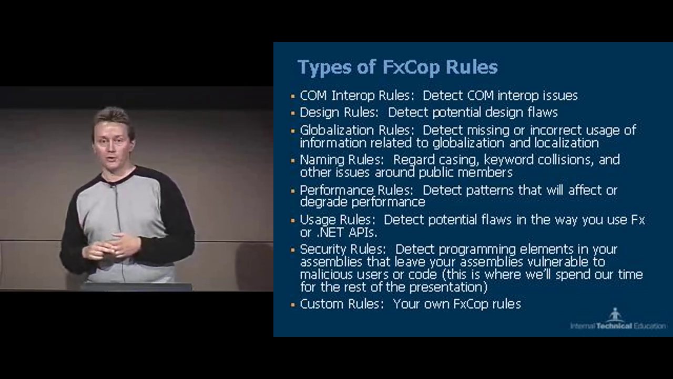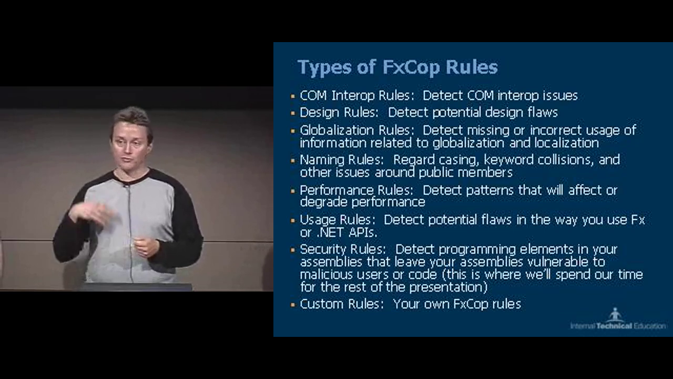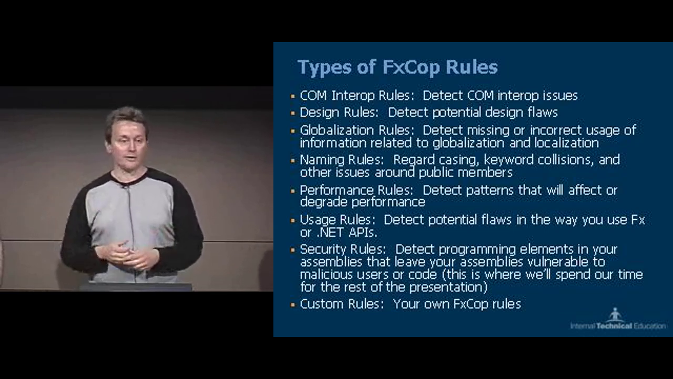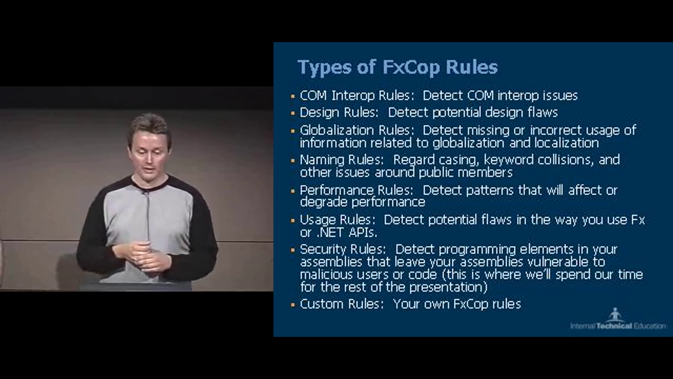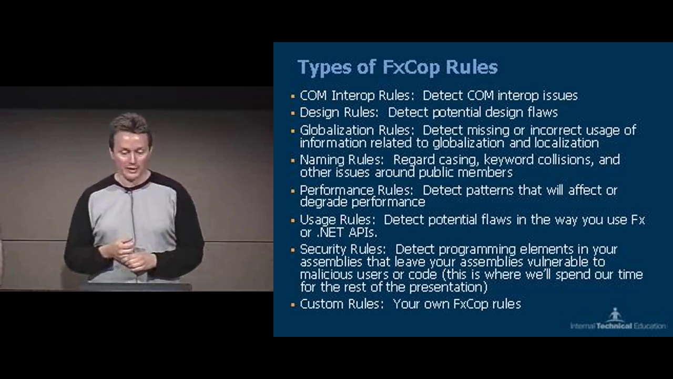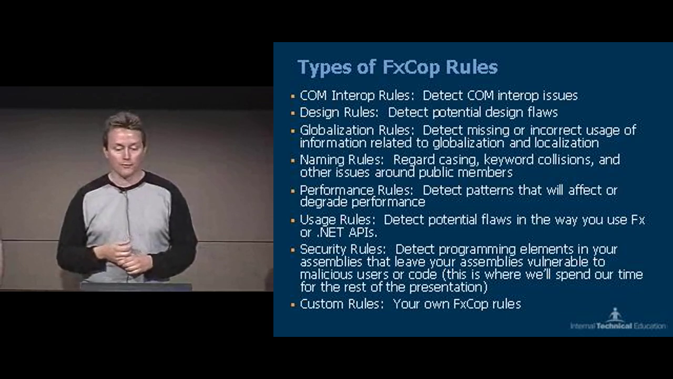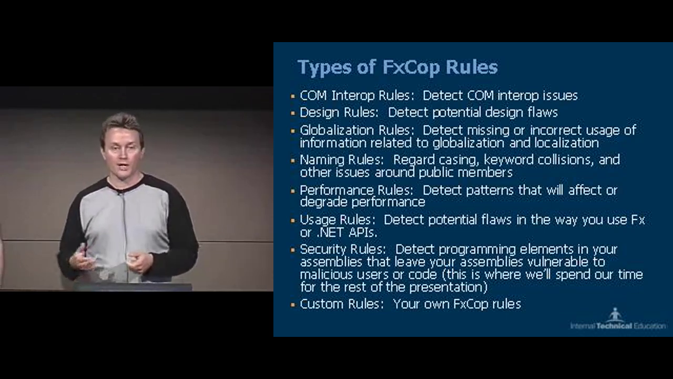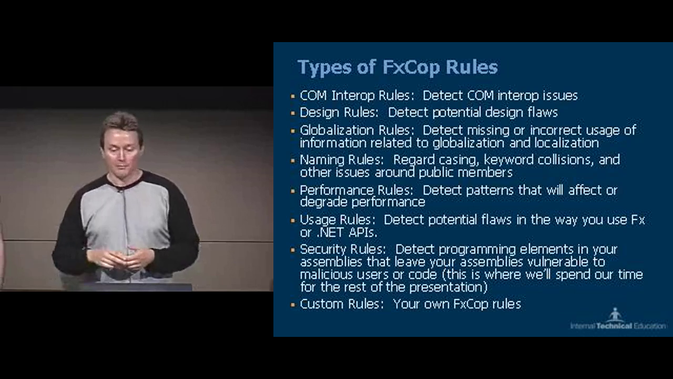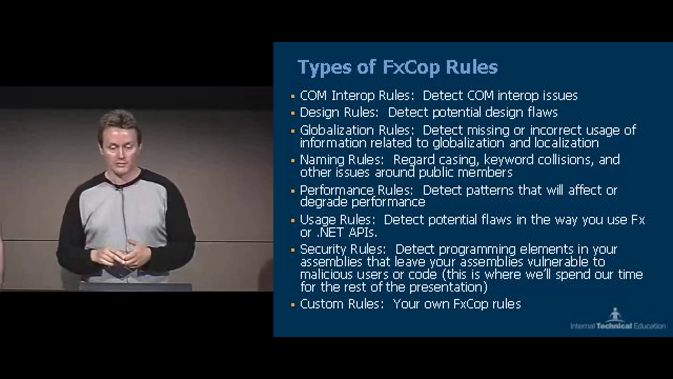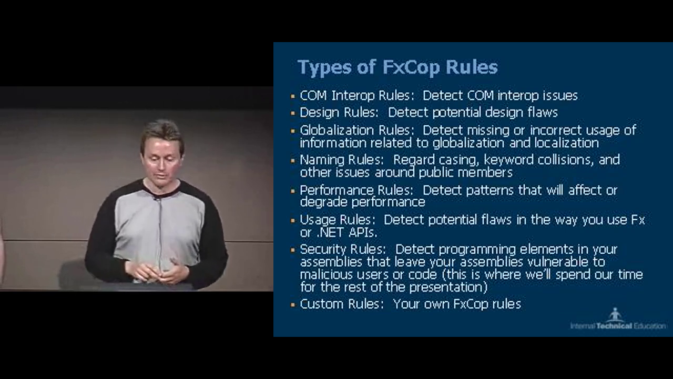But performance rules, like I mentioned earlier, will detect patterns that affect or degrade performance, and we've got some examples that'll show how to favor using string builder versus concatenating strings, for example, in loops that have depth, having a performance implication. Usage rules look for flaws in the way you use the framework of the .NET APIs. So for example, how you use collections and things like that. We've got some rules that will tell you when you're doing something that will impact your application.